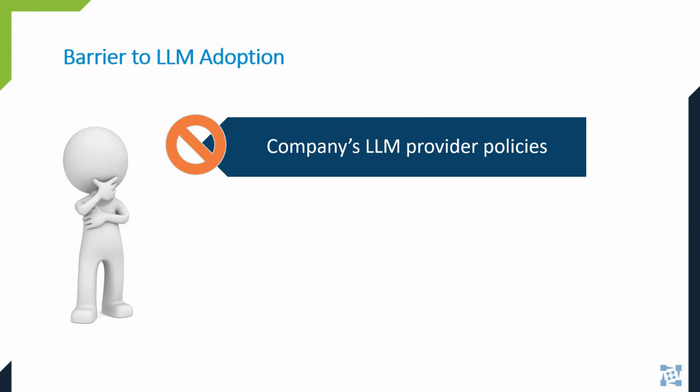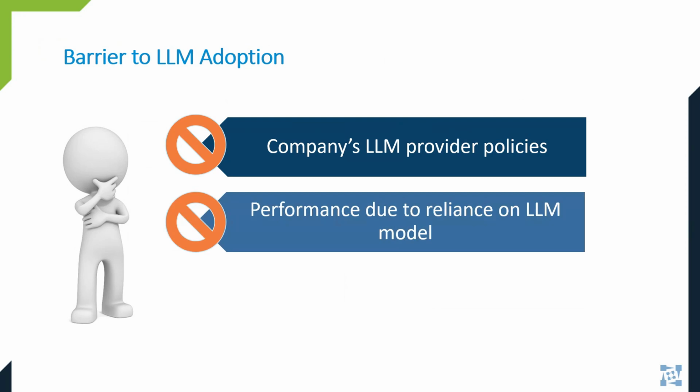Another issue when it comes to barriers for LLM adoption is performance. LLM can be very slow to generate output. If you have to wait a long time for each individual test case to generate, it will definitely impact your productivity and slow down your unit test practice.